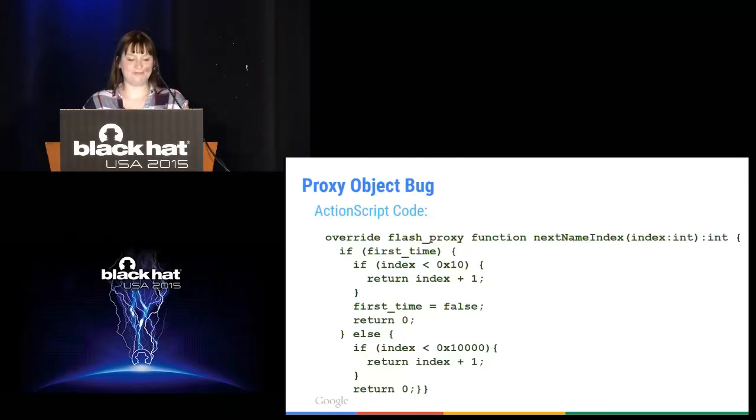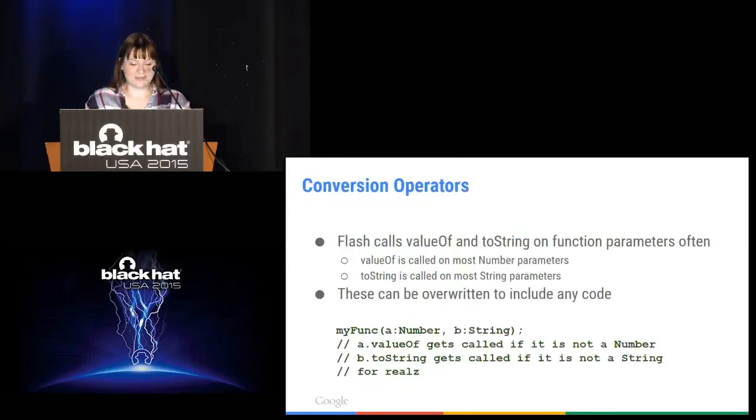It's easy enough to implement a proxy object where the first time you enumerate it, it's really small, and then the second time you enumerate it, it's really large. So basically it enumerates small, and then the second time it enumerates, it's way too big, and you get an overflow. Another interesting way you can redefine stuff, if you can't use equality, is using conversion operators. And these are pretty interesting.